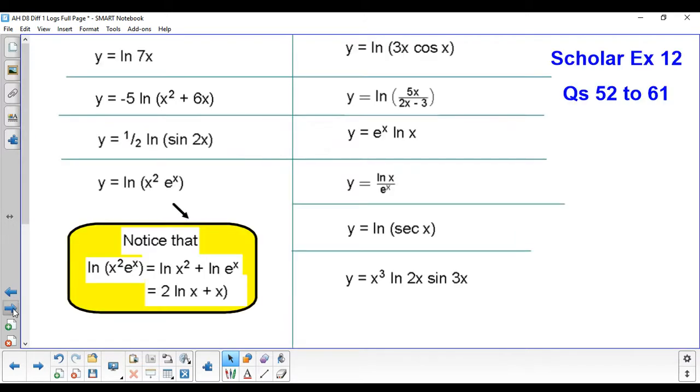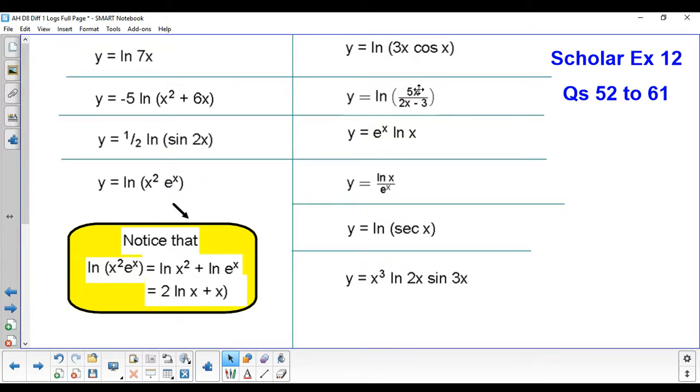Okay, now you have to try. So what you've got is Scholar Exercise 12. It's questions 52 to 61. I've not put the questions there because I renamed them at one point. And notice here you've got a function in the function. So to treat your log, I would suggest splitting that up using your multiplication rule. Okay, so if you've got log ab, it can be log a plus log b, and it's helping you think about how to do that. Okay, so that's just a hint there for you.